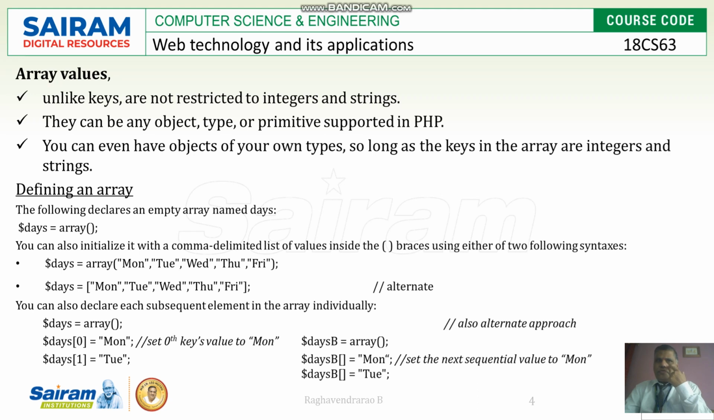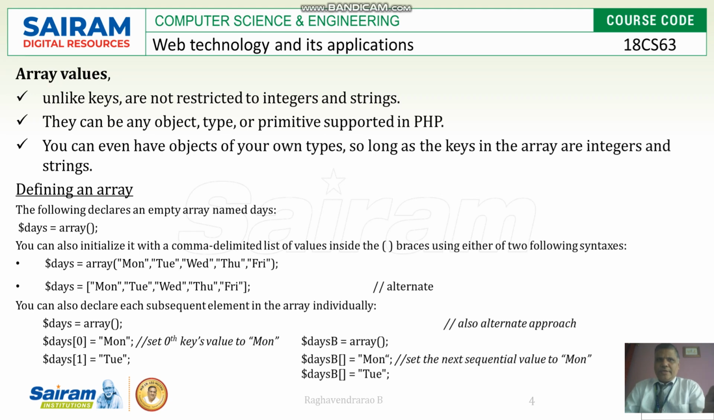When you define an array, you define it by using the array keyword. It declares the empty array named days. Here an example is given: $days = array(); it ends with a semicolon.